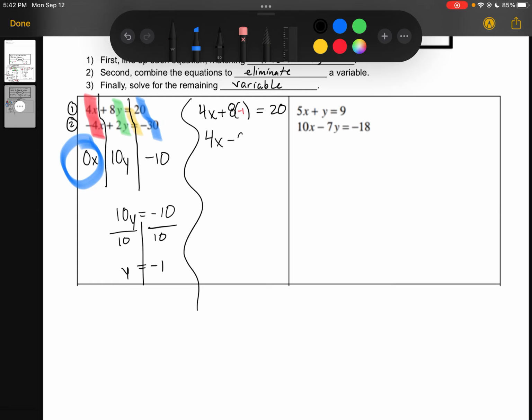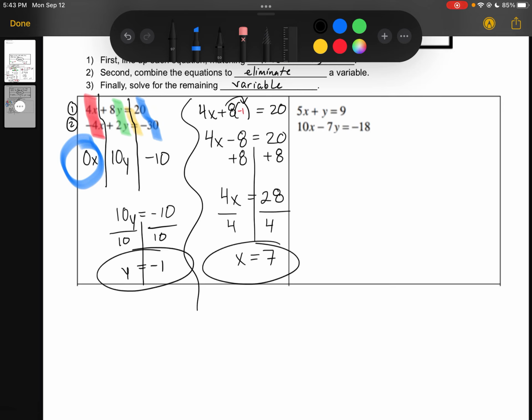So 4x minus 8 equals 20, because 8 times -1 is just -8. Algebra line straight down, and we can continue to solve. Divide both sides by 4. We should get a final answer of x equals 7. So our full final answer is x equals 7 and y equals -1.